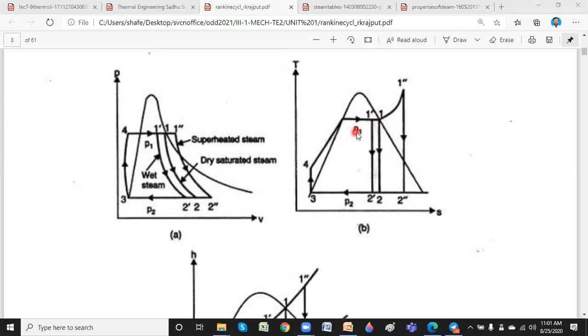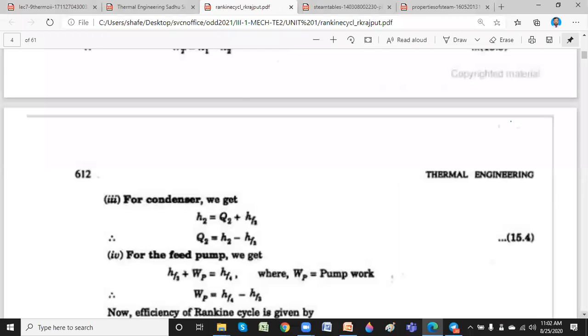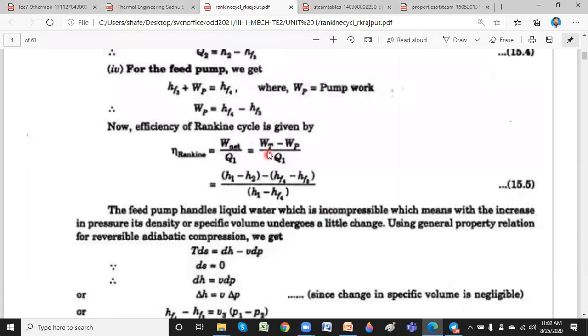Okay, so hope you understood here. So we have three models of problems. One is expansion started from superheated going to the wet region. So it starts from the dry region, dry point 1 to wet. And obviously 1 to 2 is the turbine, 2 to 3 condensation, 3 to 4 is the pump work, and 4 to 1, 4 to 1 dash, 4 to 1 double dash is the heat supplied. So hope you understood what the Rankine cycle process is. Turbine work minus pump work divided by heat supplied, that's the Rankine cycle efficiency.